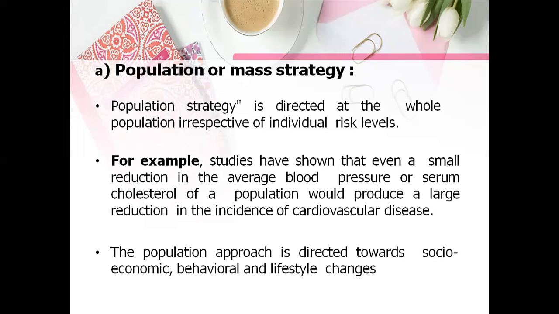This is just the same explanation which I have said. In the population or mass strategy, we take the entire population. One example is given, showing how studies have shown that even a small reduction in the average blood pressure or serum cholesterol of a population would produce a large reduction in the incidence of cardiovascular disease, because these things are related to cardiovascular disease.